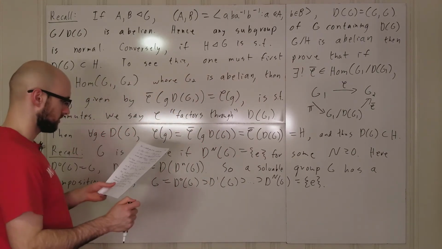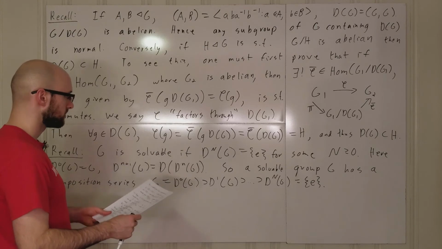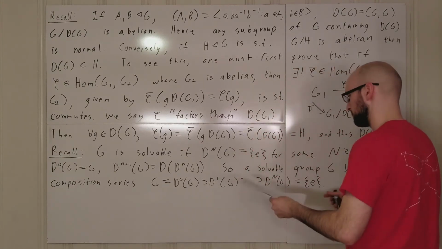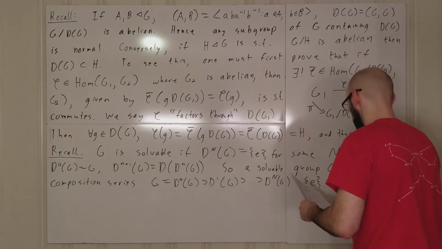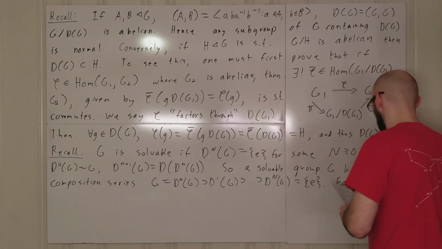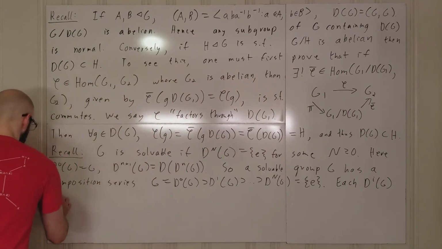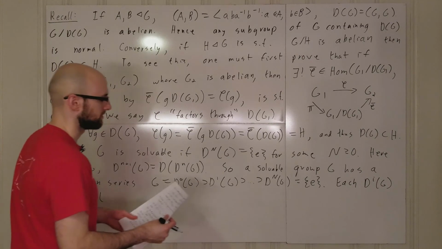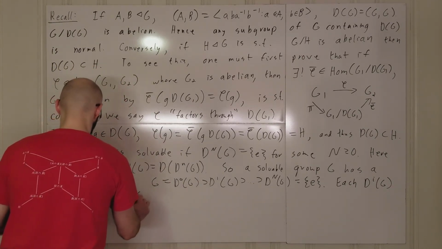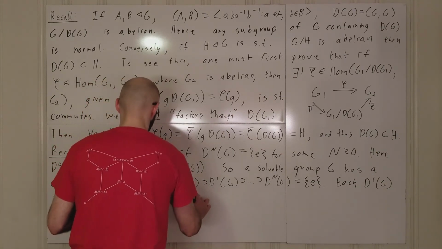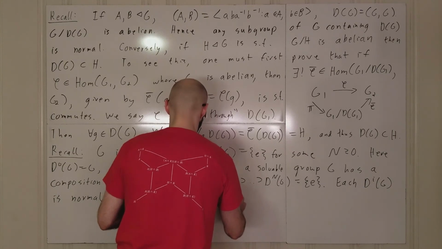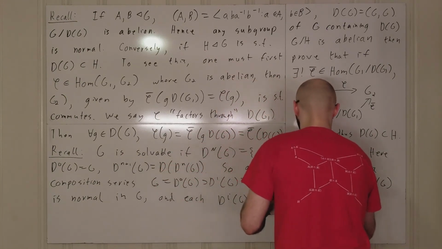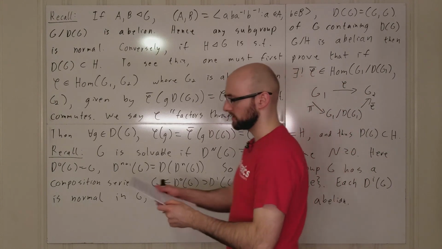So let's see here. So we have each d^i G is normal in G, not just in d^(i-1) G. So let's write that in G, and each d^i G mod d^(i+1) G is abelian. And again, this is something that we proved last time.